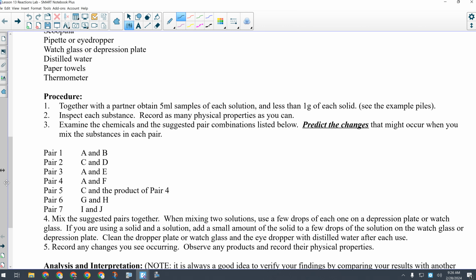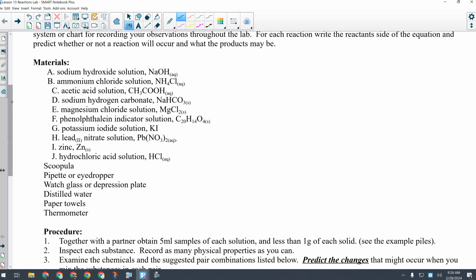In pair 1, you're going to mix A and B. So if we go up here, that would mean that I'd be mixing sodium hydroxide and ammonium chloride. That would be pair A, and then I would mix pair B. What am I changing each time I mix things together? What do we call the things you mix together in a reaction? The left side of a reaction are the reactants. Since we're trying different reactions, I as the experimenter might be manipulating the reactants.